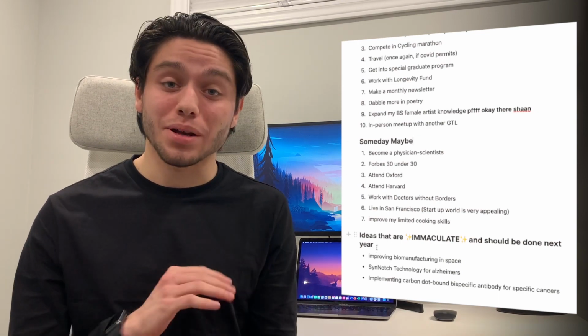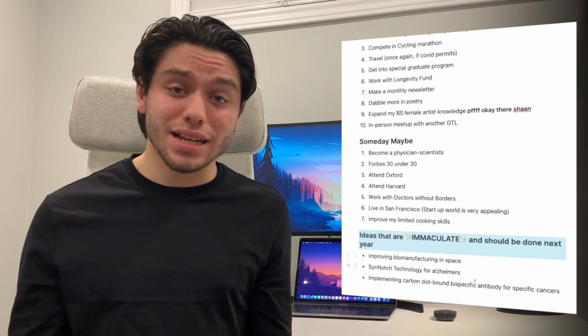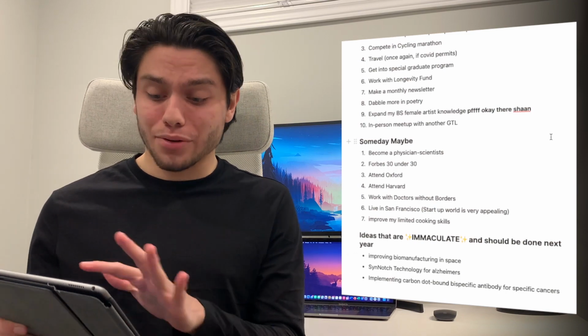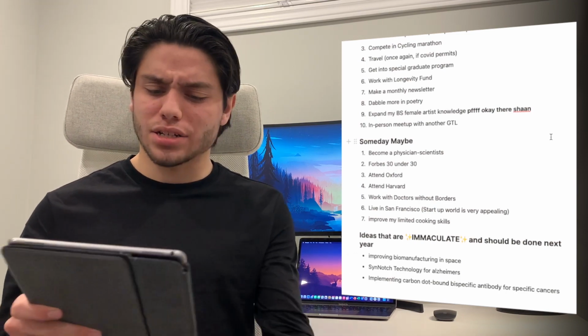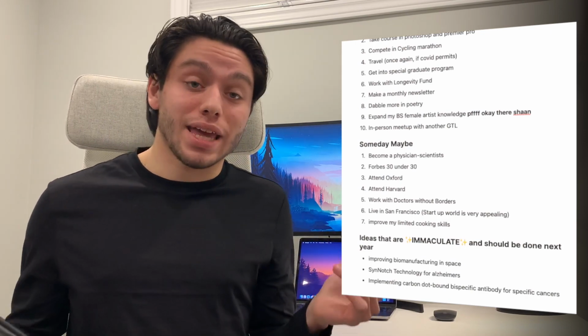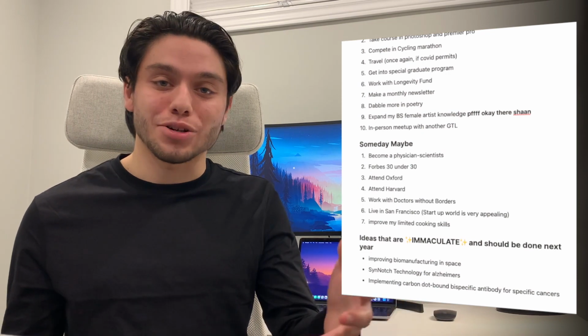This last part is probably my most favorite. The ideas that are immaculate should most definitely be done the next coming year. So yeah, definitely don't rip me off. Improving biomanufacturing in space and technology for Alzheimer's, definitely implementing my carbon dot-bound bispecific antibody for Alzheimer's, but also for other cancers in the brain such as glioblastoma and so on.